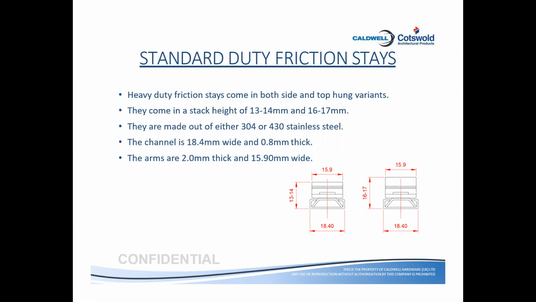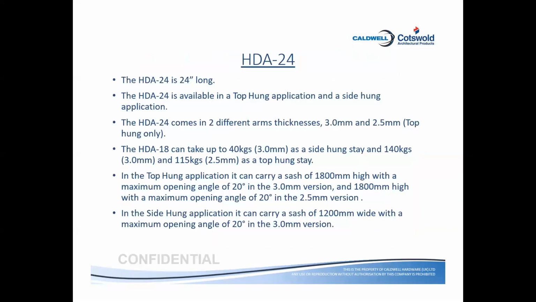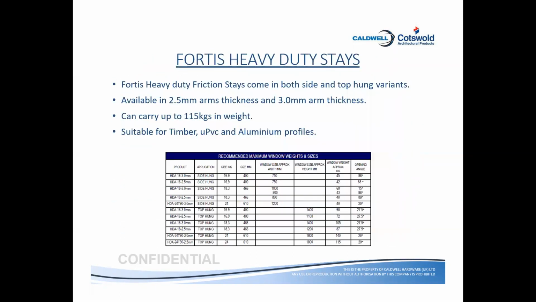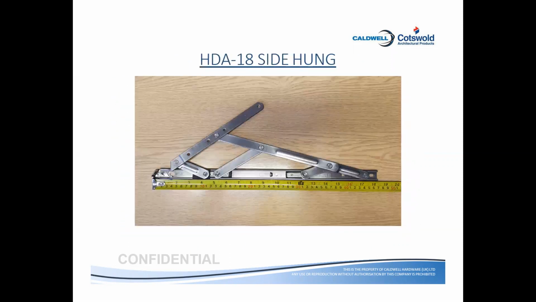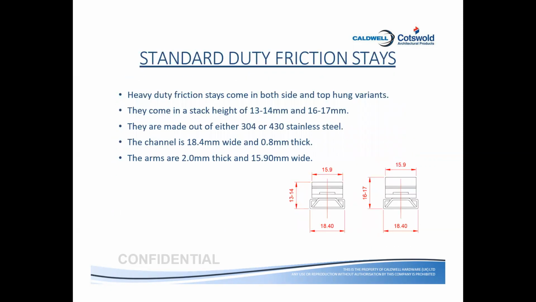Okay, now coming to standard duty friction stays, which we already covered. These are the details. It comes in 13-14 stack height, and 16-17 stack height also. It comes in 304 stainless steel and 430 stainless steel also. Even 316 stainless steel is available on request. The channel thickness is 18.4 and 0.8 is its thickness. An arm is 2 thick and 15.9 wide. These are all the details shown over here.